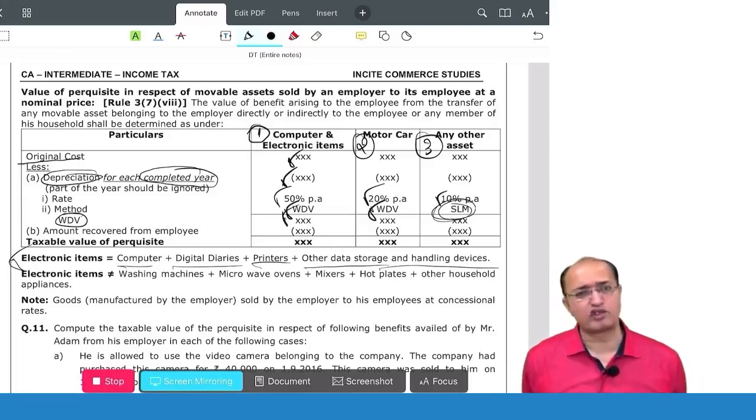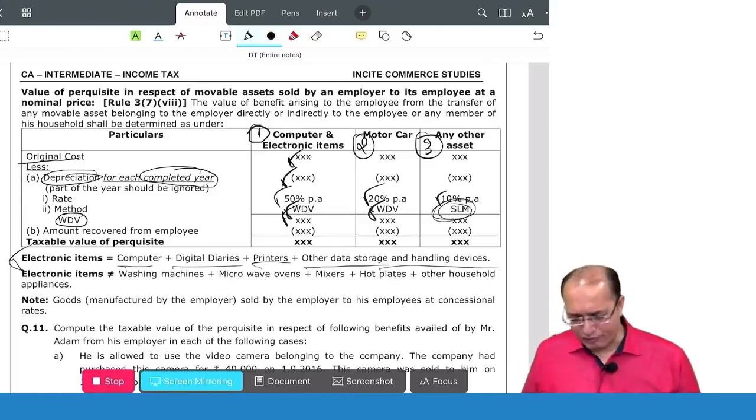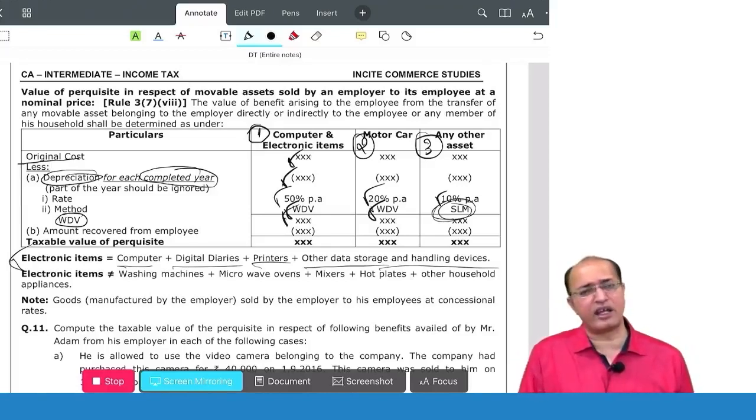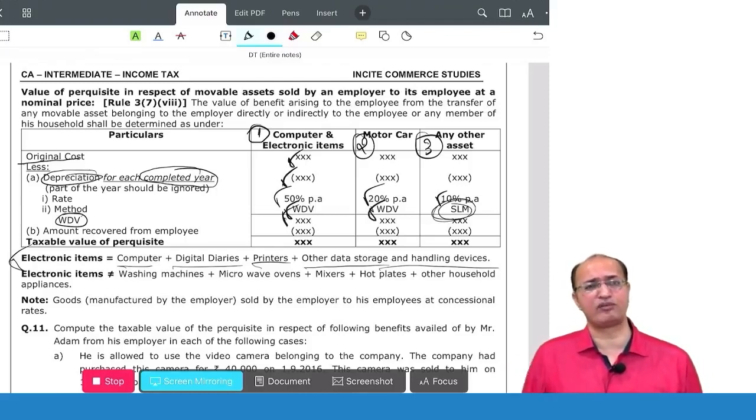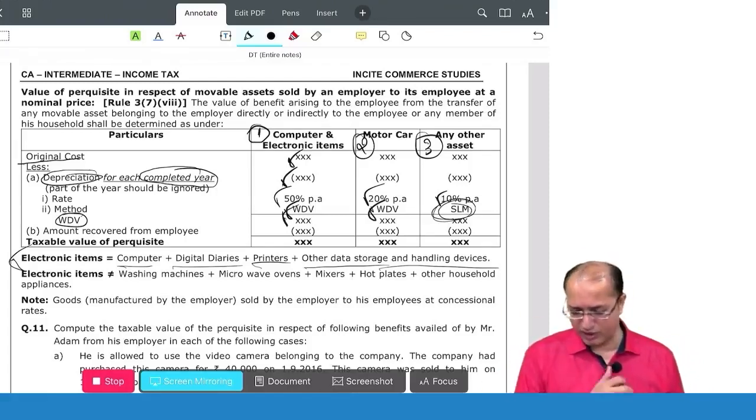So the perquisite value should be 0 because that furniture will fall into the other category, any other asset. There you have to take depreciation at 10%, straight line method. So if you deduct depreciation for 10 years, your balance value will be zero only. In that case, if the employer is recovering something from you, you are at a disadvantageous position. So in that case, the perquisite value should be zero.